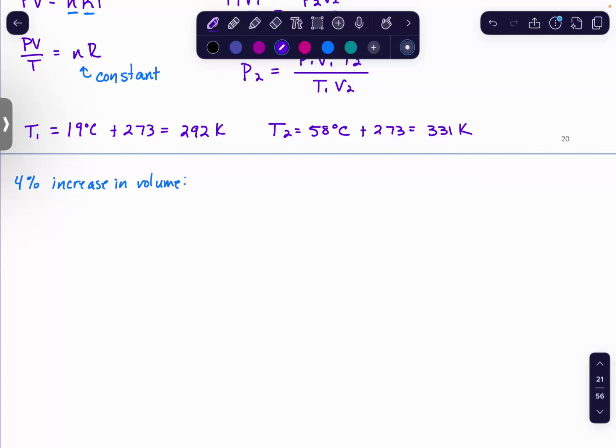So what does that mean? 100%, remember, is 1. An increase of 4% is 0.04, which means a 4% increase is going to be 1.04. So that means that V2 will equal 1.04 V1. Go back and review some of your percentage mathematics. Make sure you're wrapping your mind around this.